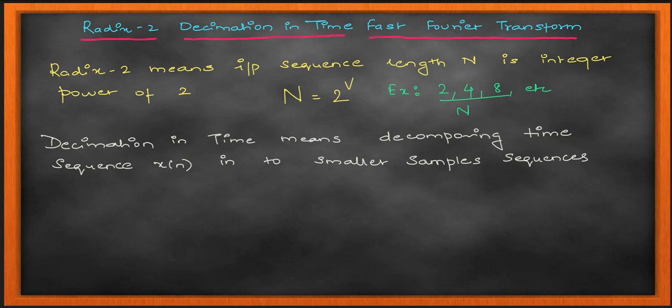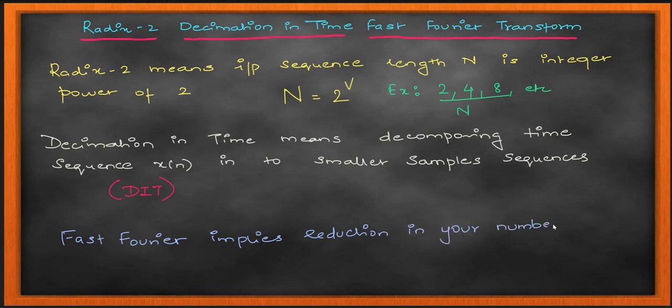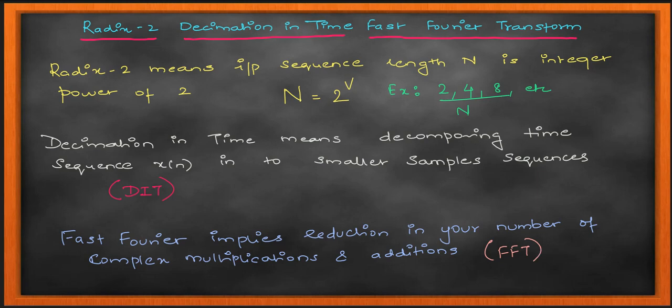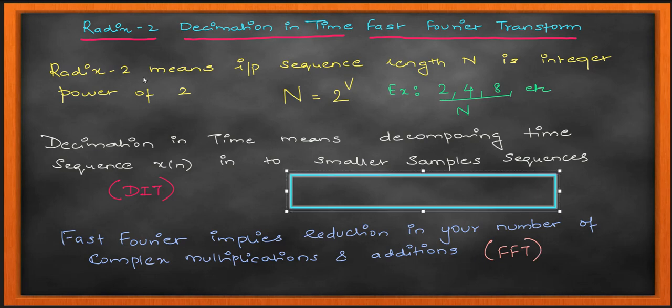So there are two types of RADIX-2 algorithm: decimation in time RADIX-2 and decimation in frequency RADIX-2. Decimation in time means you are decomposing your time sequence x of n into smaller sample sequences. Done. That is for decimation in time. And then your fast Fourier transform. We are calling this a fast method for Fourier transform because the number of multiplications and additions is vastly reduced. So your computations are reduced, thereby speeding up the computation time. Hence it is called the fast Fourier transform. So the abbreviation is FFT.